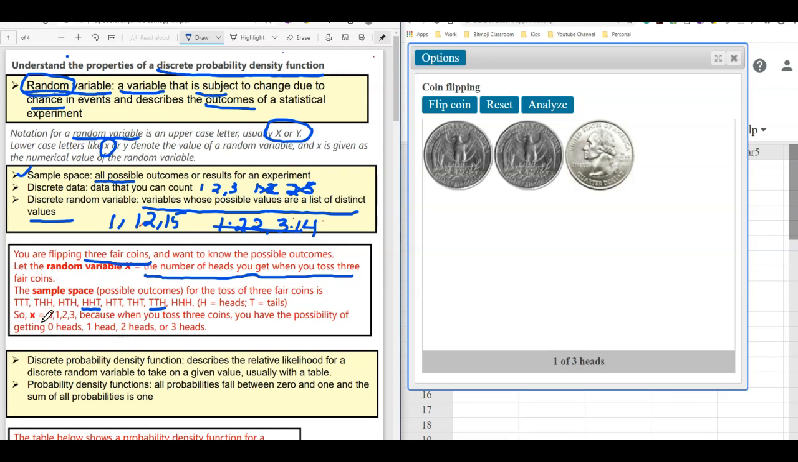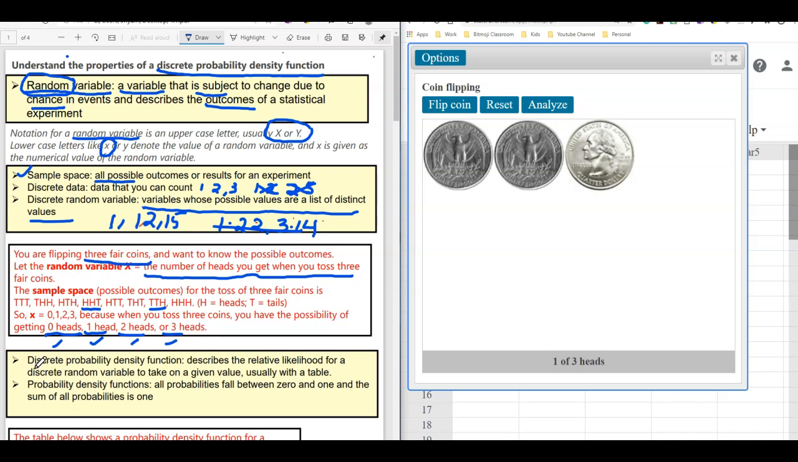So X here represents the number of heads. If I write that down, I can get 0 heads, or I can get 1 head like I have now, or I can get 2 heads, or I can get 3 heads. You see, this is not constant. It is varying. I can get 0, I can get 1, I can get 2, I can get 3. That is why it's called a random variable that continuously changes based on how you flip a coin or what your outcome's going to be.